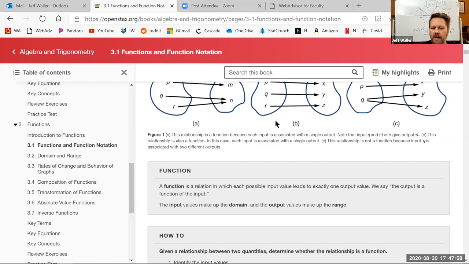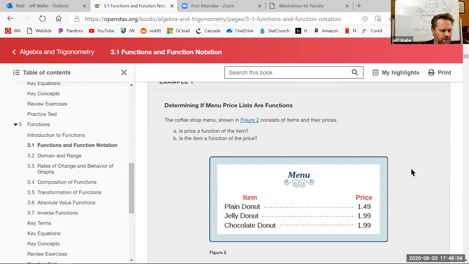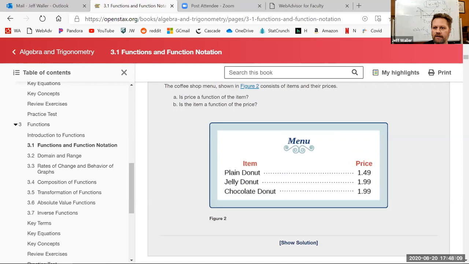So let me see, here's a good one. This is not really fully mathematical because part of it, the inputs are words, right? So somebody help me out. Is this a function? Yes. Now be careful. I agree with you. The way they've written it, it seems like these are the inputs and these are the outputs, right? So is the item a function of the price? Is price a function of the item?